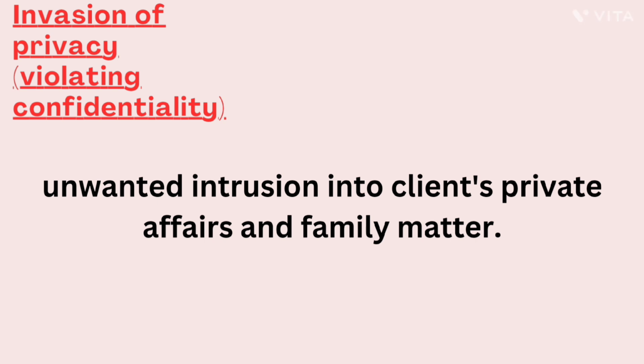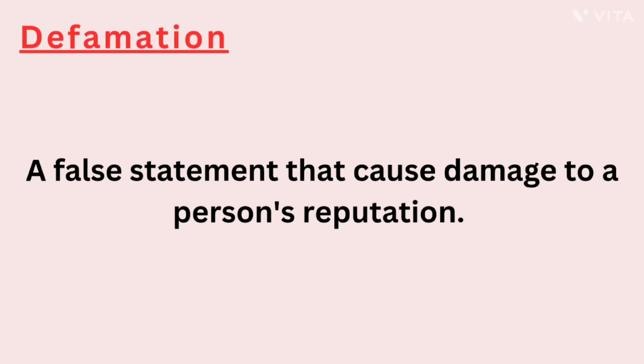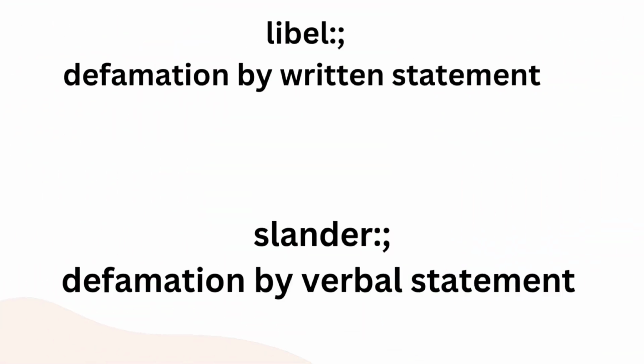Next is the quasi-intentional type. In this, invasion of privacy, that is violating the confidentiality of the individual. Next, defamation. It is a false statement that causes damage to a person's reputation. In defamation, we cause a person reputation damage. It is a kind of quasi-intentional tort.